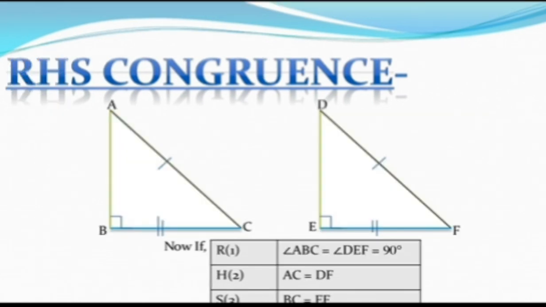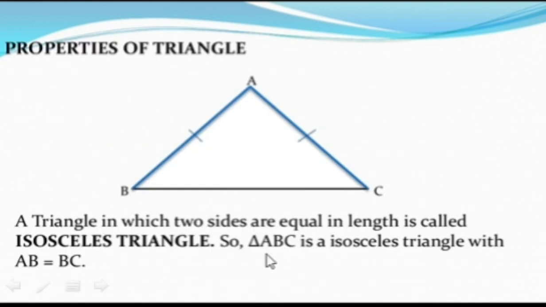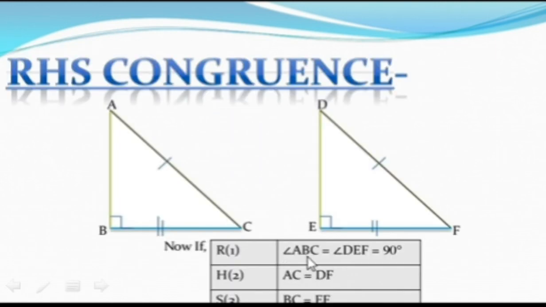Then RHS congruence. RHS congruence says right angle. That means both triangles have a right angle. Okay, angle B and angle E are both 90 degrees. The hypotenuses of both triangles are equal, AC and DF. And then one side, it could be this one or this one, AB and DE. Any one pair of sides will be equal, then it comes under RHS congruence. Clear?